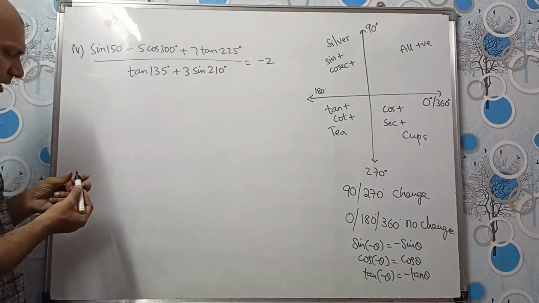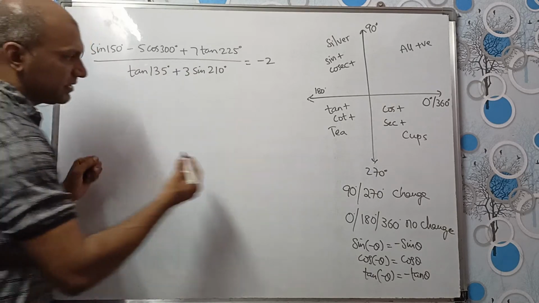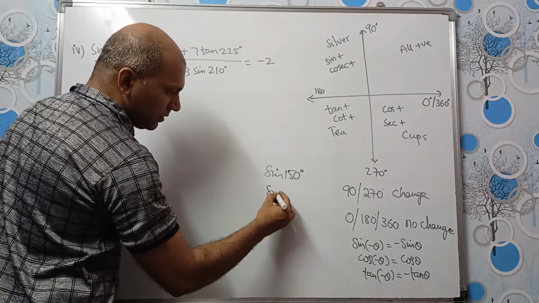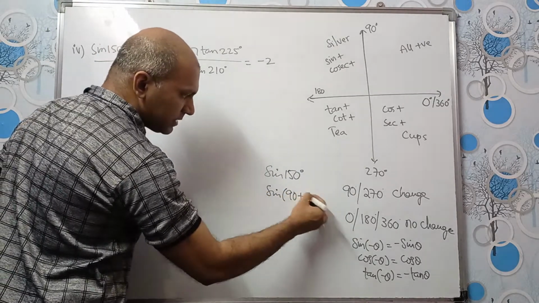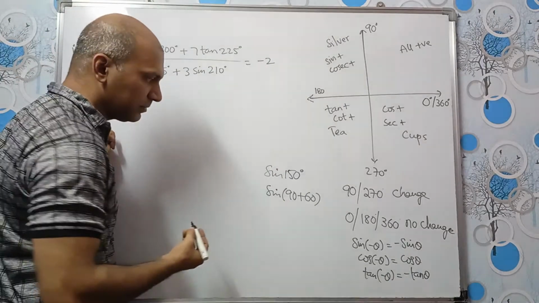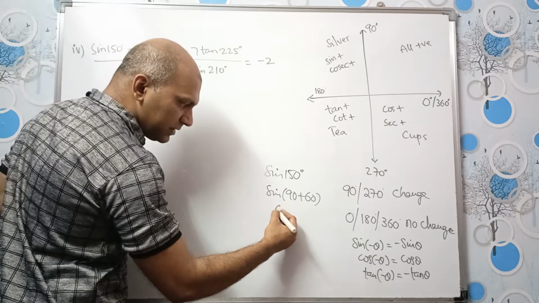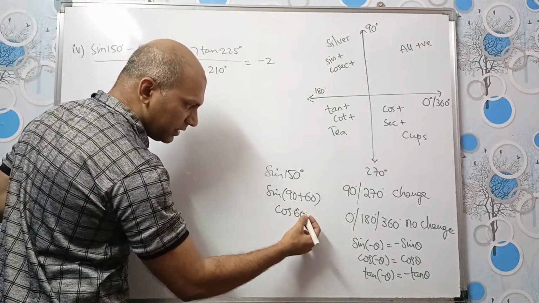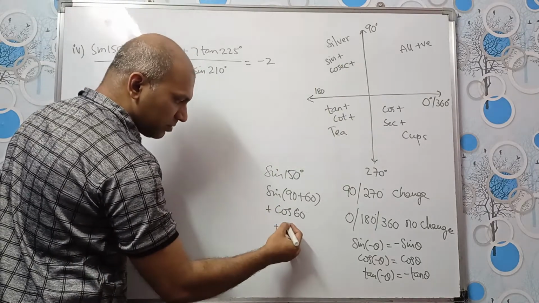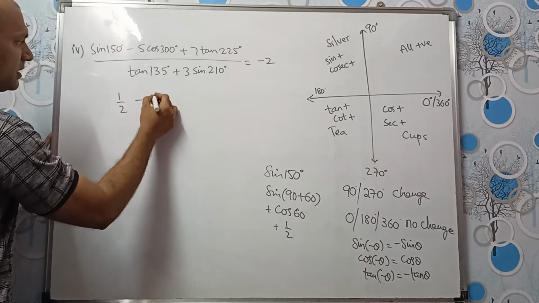Let us solve this one by one. Sine 150. How can we write sine 150 degrees? Sine 90 plus 60, right? If you know the values, you can substitute them directly. Sine 90 plus 60. At 90, sine will change to cos. So this is cos 60 degrees. 90 plus theta is in the second quadrant, so this will be plus only, right? So this is plus 1 by 2. So this is 1 by 2 minus 5.